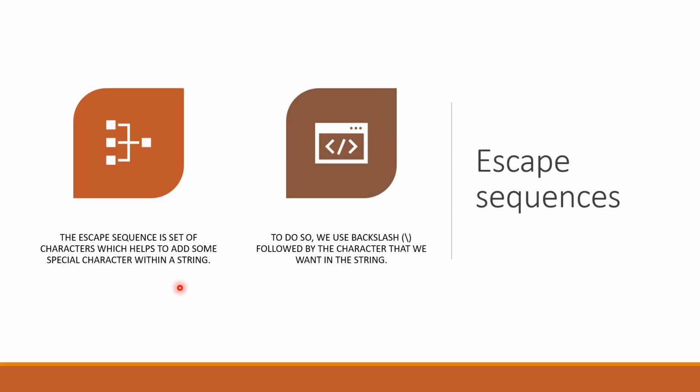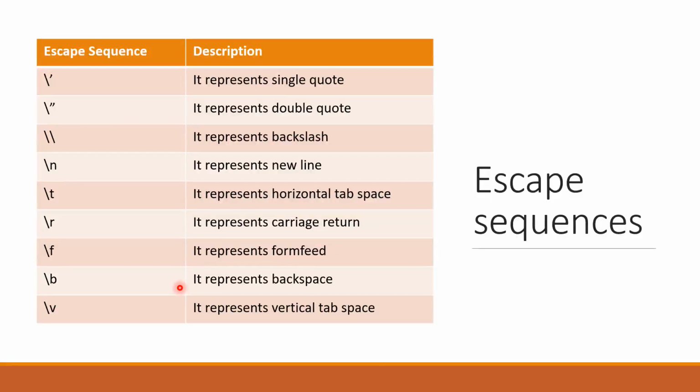Now to overcome such difficulties, we utilize escape sequences. As the name specifies, an escape sequence is a set of characters which helps to add some special character within the string. To use the escape sequence, we use a backslash followed by the character that we want in the string. So this is the list of escape sequences which are available in Python. Now if we want to use single quotes, then we will use this backslash single quote escape sequence within the string to get a single quote as a string value.